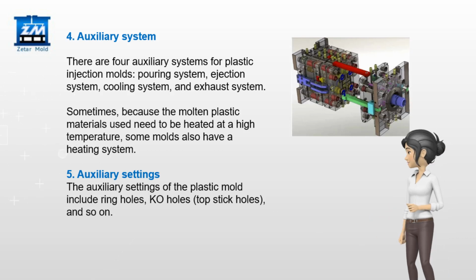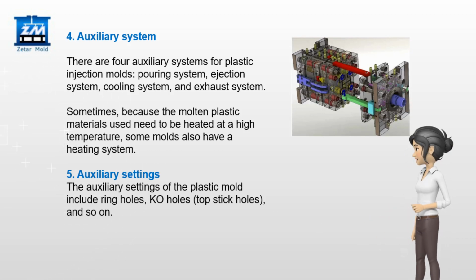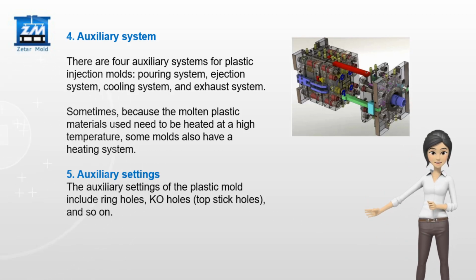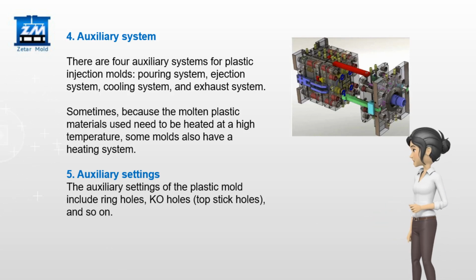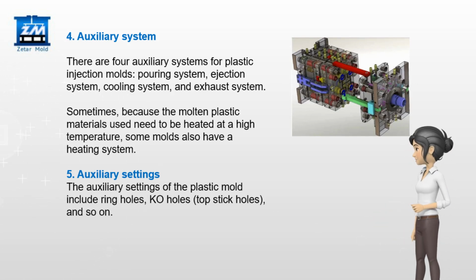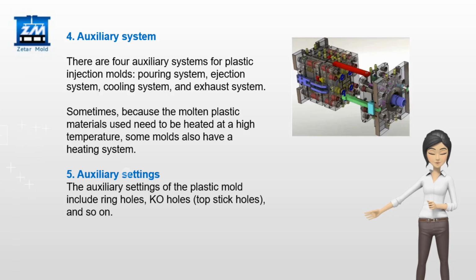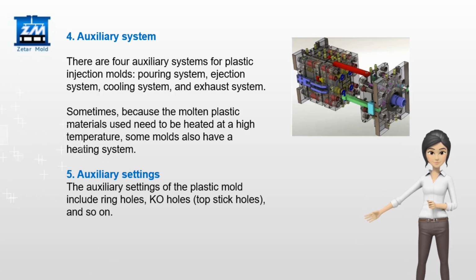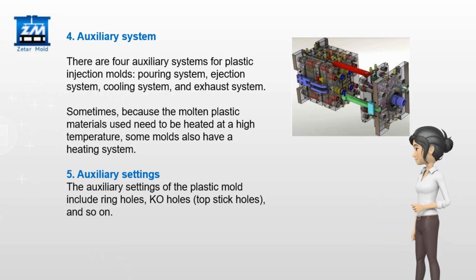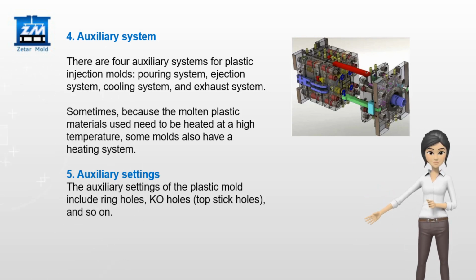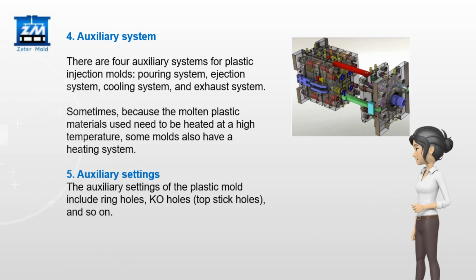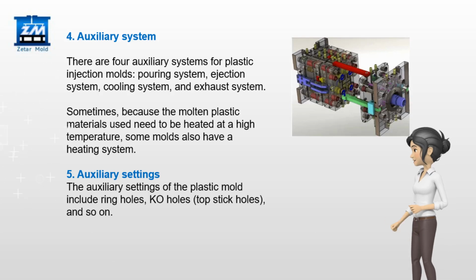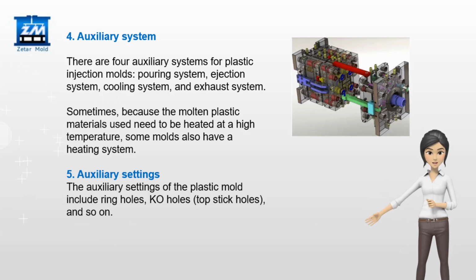Auxiliary system. There are 4 auxiliary systems for plastic injection molds: pouring system, ejection system, cooling system, and exhaust system. Sometimes, because the molten plastic materials used need to be heated at a high temperature, some molds also have a heating system. Auxiliary settings. Auxiliary settings of the plastic mold include ring holes, co-holes, top stick holes, and so on.